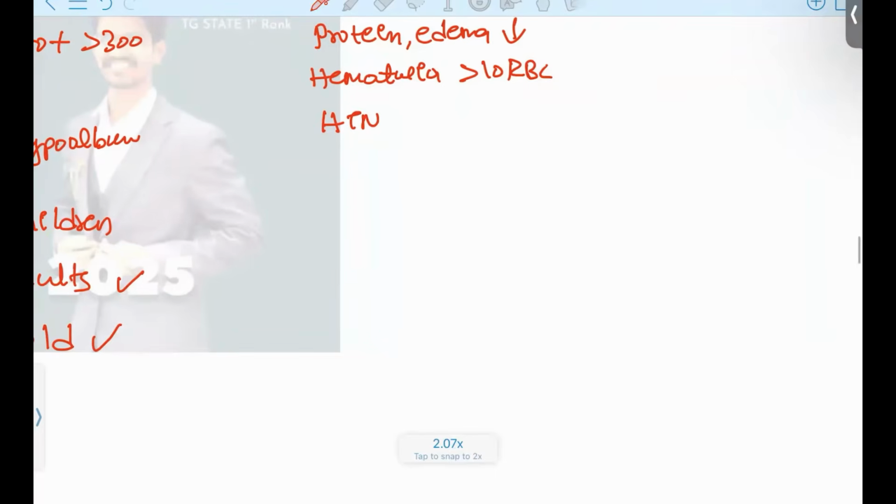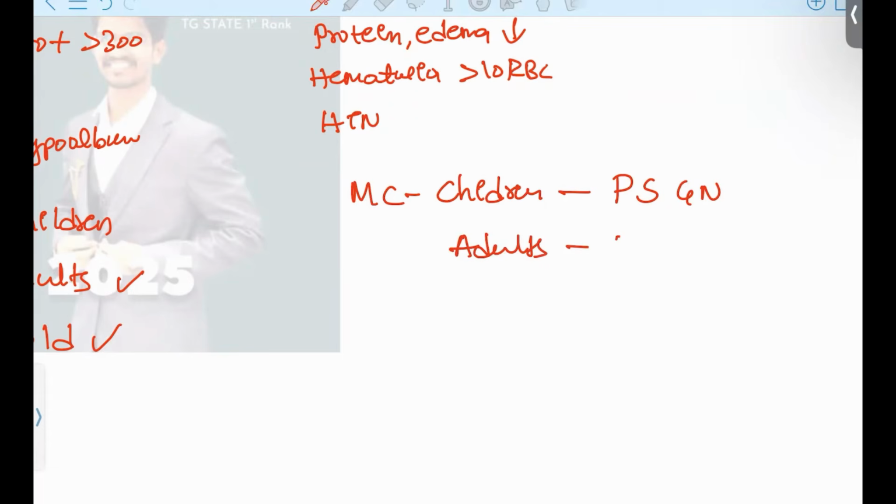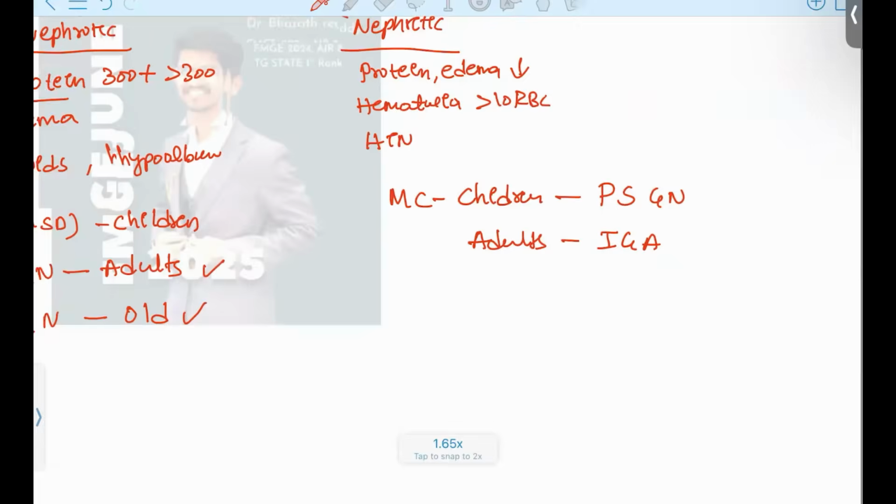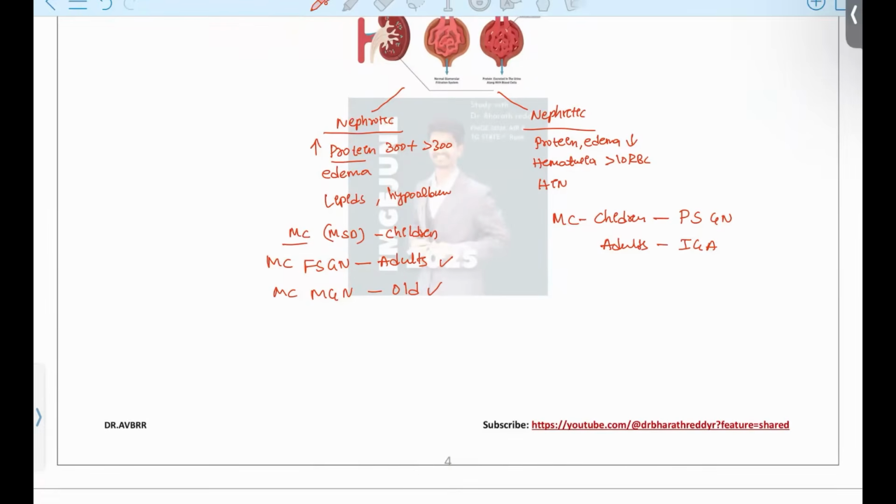Coming to the nephritic patients, the most common in the children, you all know, is your post-streptococcal glomerulonephritis. In the adult patients, that is your IgA nephropathy. This is the most common cause in these patients. And the question will be asked, overall, the most common cause of all the glomerulonephritis, that is your IgA.